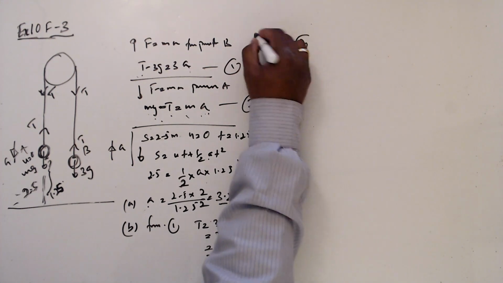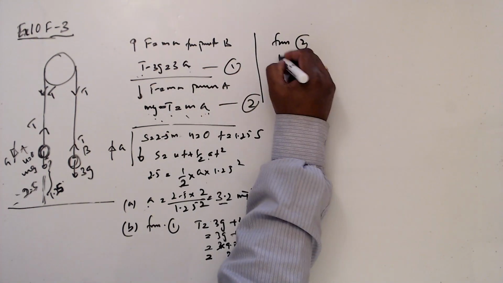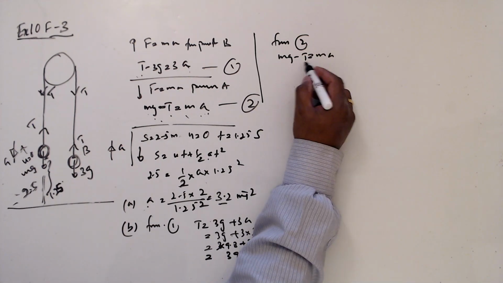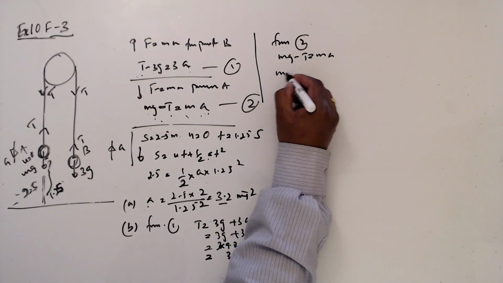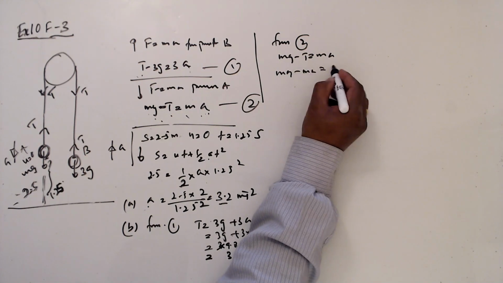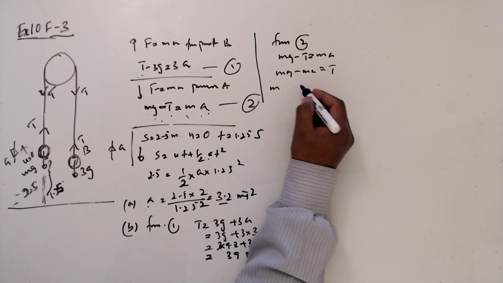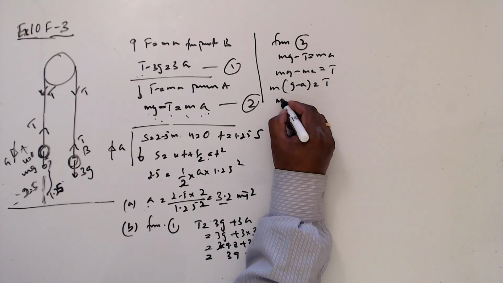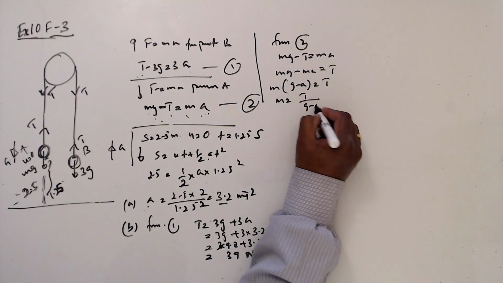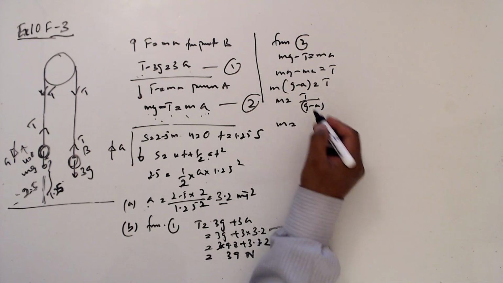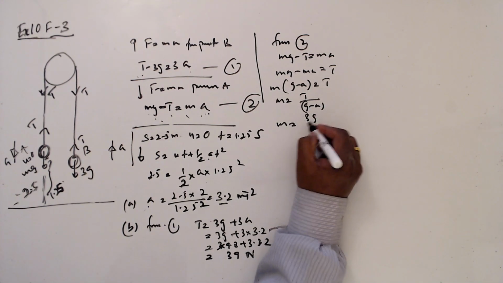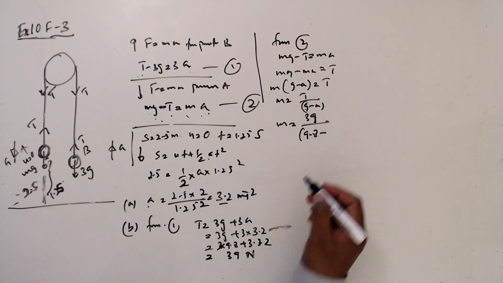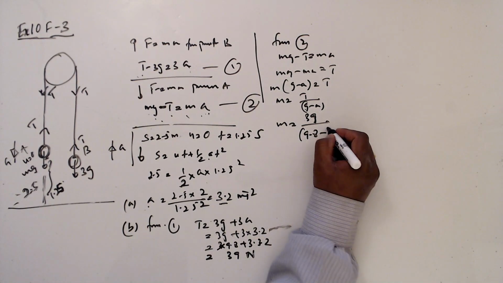From equation 2, mg minus T equals ma. So I will bring mg minus ma equals T. When I take m out, m times (g minus a) equals T. So m equals T over (g minus a). So this is easy. Tension we know is 39, g we know is 9.8, then a is 3.2.